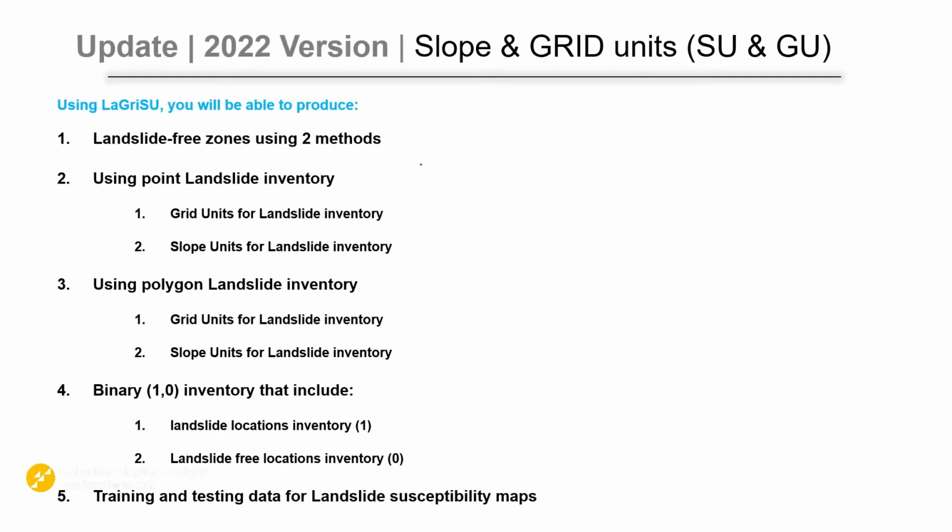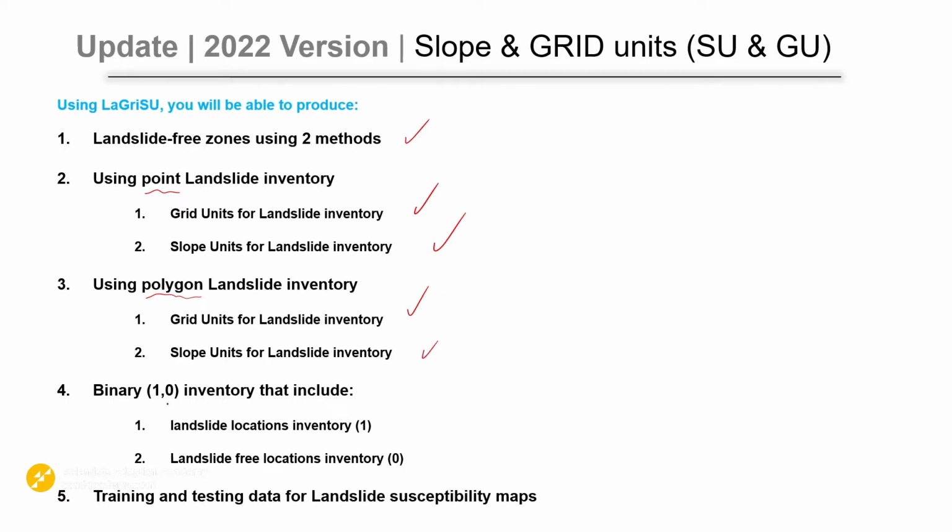At the end of this course, you will be able to produce a group of results, which include the landslide-free zones using two methods. If you are using a point landslide inventory, you will be able to produce the grid units and slope units for the landslide inventory. And if you are using the polygon landslide inventory, which is the most common, whether you have the points or the polygons, you will also be able to produce the grid and the slope units.